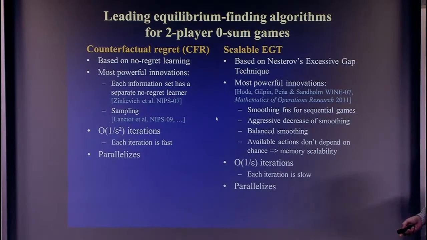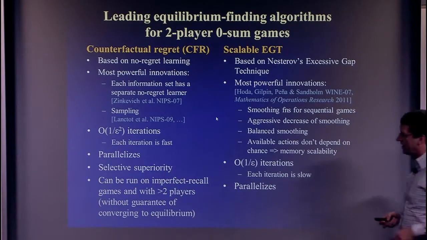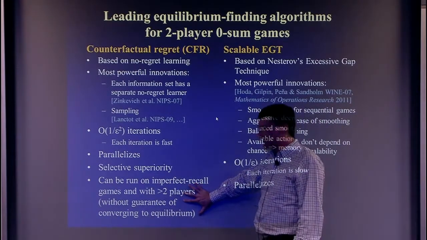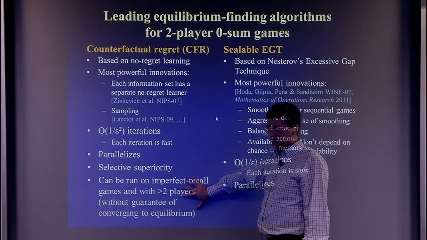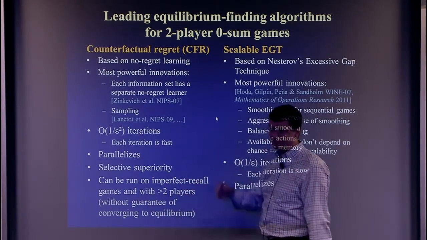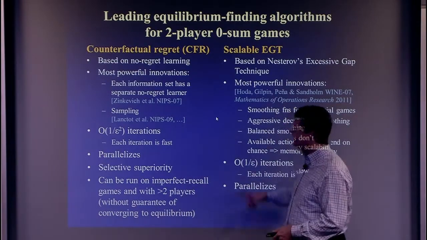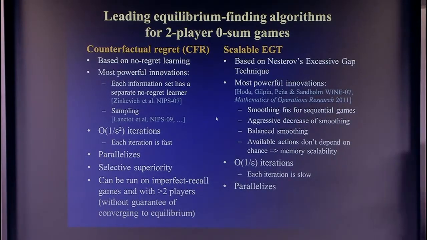Both of them parallelize. They have selective superiority. And one of the advantages of this is that this can be run on imperfect recall abstractions, although there are no realistic bounds for that. But at least you can run it. You can press the return button and it goes. Here you can't do that, because it inherently assumes the sequence form.